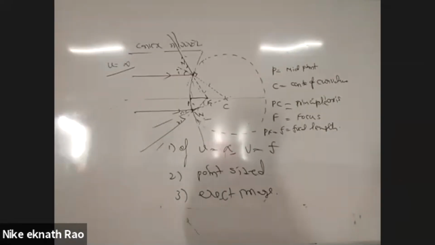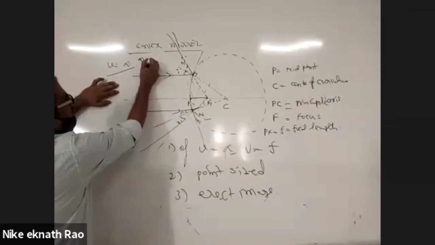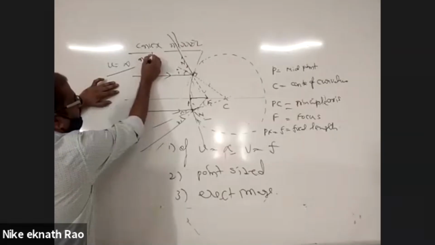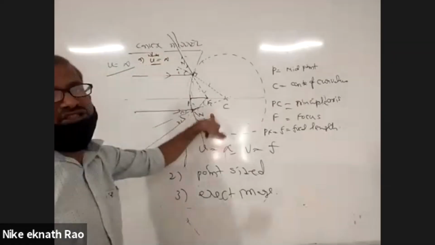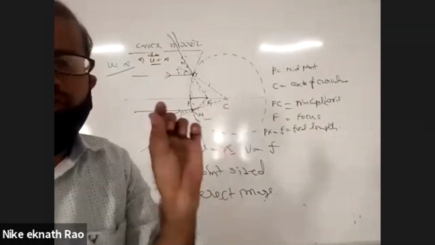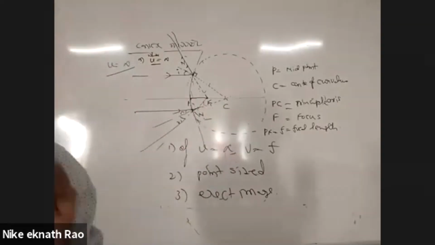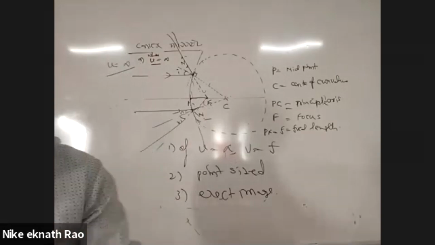Shall I go ahead? Yes, sir. When in the first case we studied the object at infinite distance, the image is at the focus, point size, diminished. Very small size image. Erect image is formed at the focus.